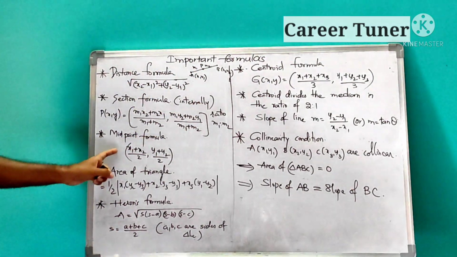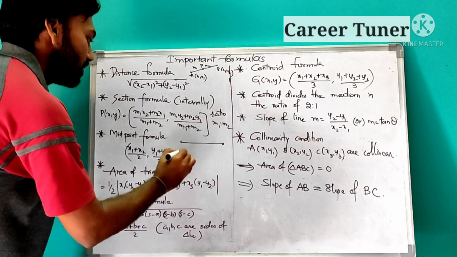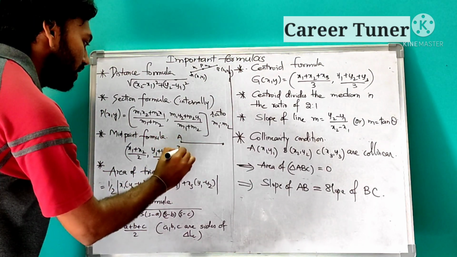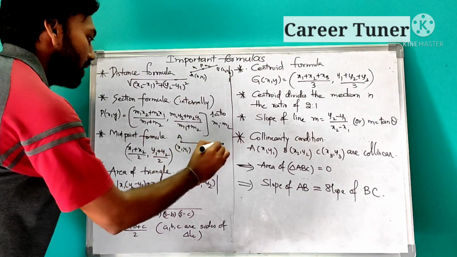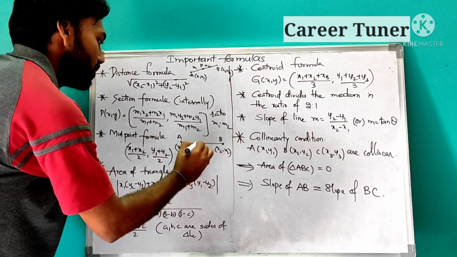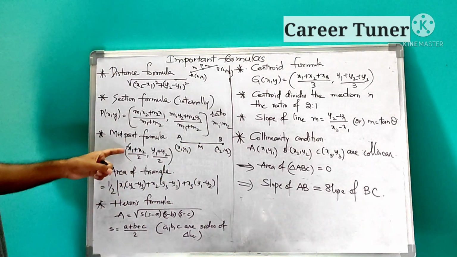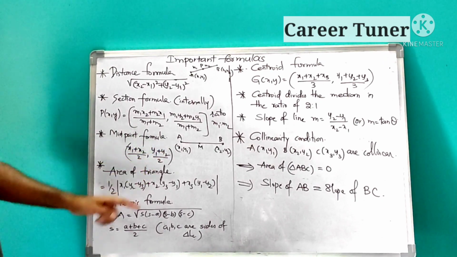Now, midpoint formula. What is the midpoint formula? Suppose we take two points, A is (x1, y1) and B is (x2, y2). The midpoint M is given by M is equal to ((x1 plus x2) by 2, (y1 plus y2) by 2).